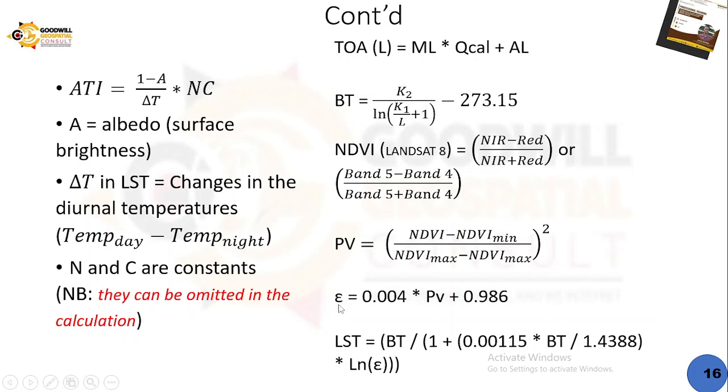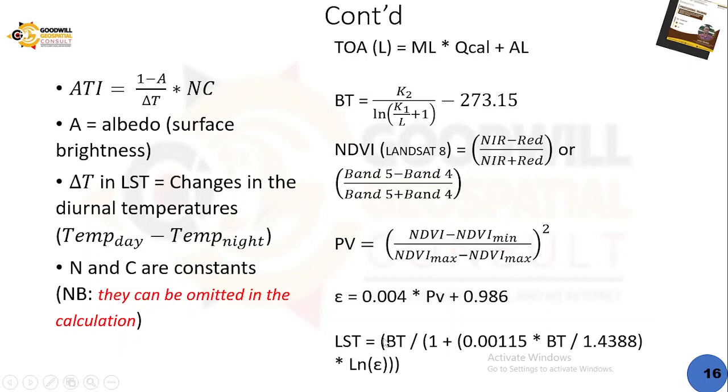Once you are done, you come to the next calculation. That's what you call emissivity. So the emissivity is 0.004 times the proportion of vegetation plus 0.986. Once all these parameters are obtained, we can calculate the land surface temperature.